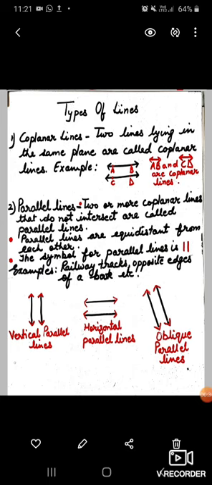Second is parallel lines. Two or more coplanar lines that do not intersect, intersect means they do not join, are called parallel lines. Parallel lines are equidistant, means equal distance from each other. The symbol for parallel lines is two vertical parallel lines, and the examples are railway tracks, opposite edges of a book, etc. Here it is shown you vertical parallel lines, then second is horizontal parallel lines and the oblique parallel lines.